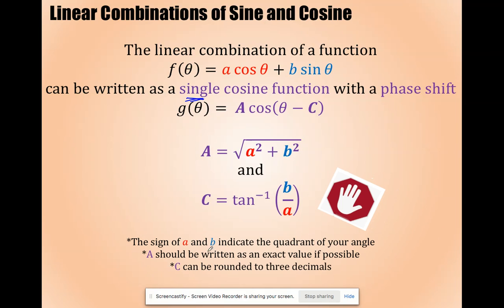Be careful. The sign of your A and B will tell you what quadrant you are in. A should be written as an exact value as possible, right? I don't want approximations. I don't want you to take the square root of 2 and give me an approximation. I want the square root of 2. However, C, you can round to 3 places past the decimal, unless it's an exact value, like a speed trig value.